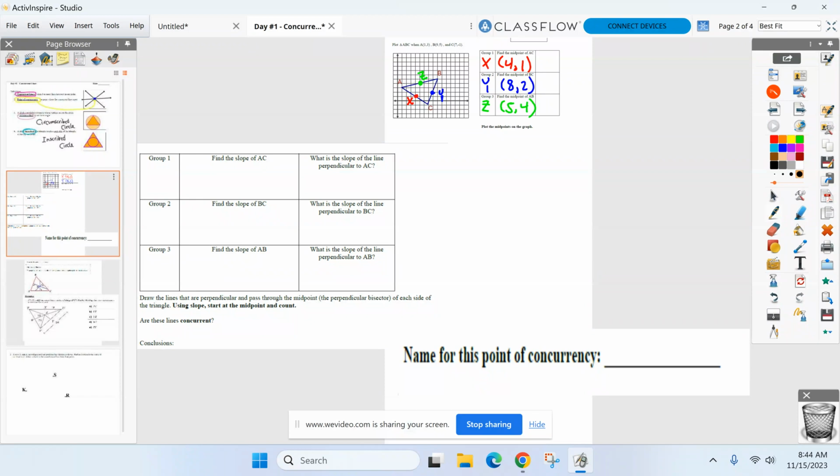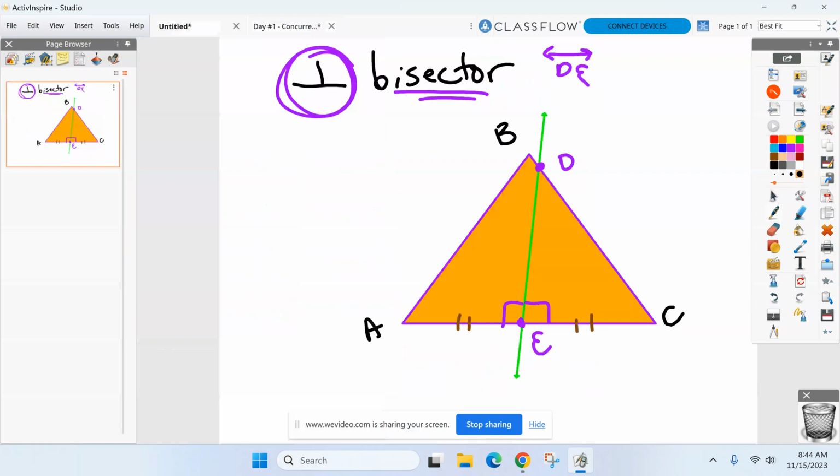Why am I having you find midpoints? Because remember what our goal is. Our goal here is to do the perpendicular bisectors, and they have to go through the midpoint of each side. So that's why we're doing midpoint.